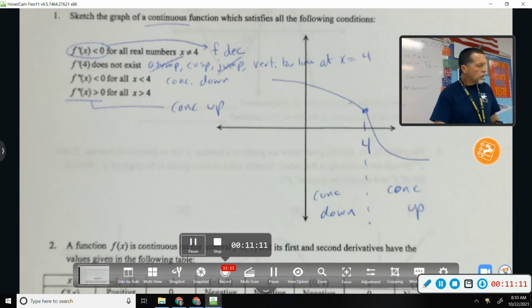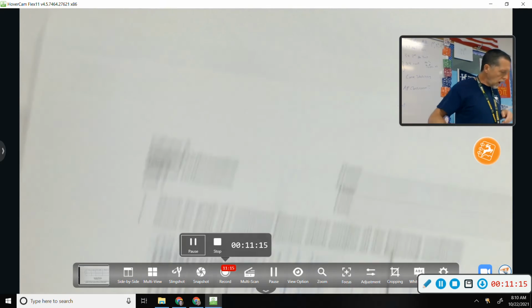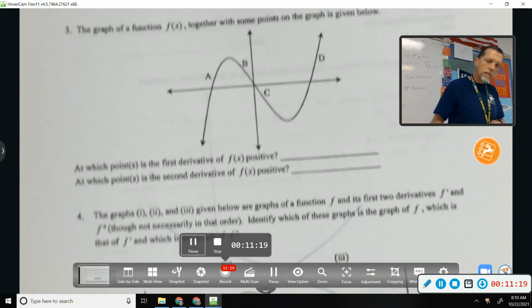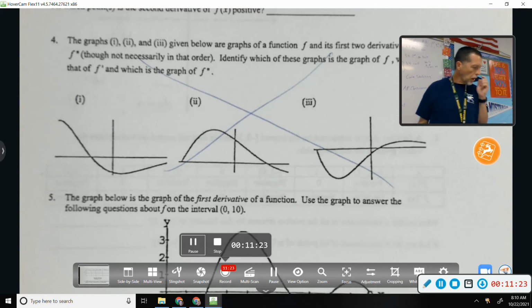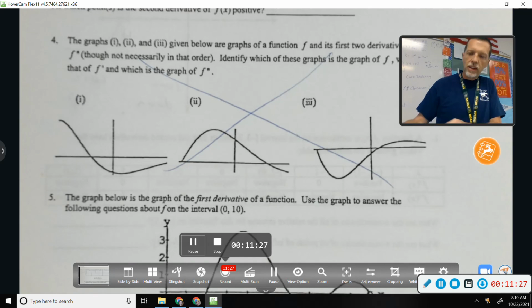All right, try the rest of that worksheet. But you can throw out number 4. Throw out number 4 on the back. So try 2, 3, and 5. We'll check them out on Monday and see how we stand.